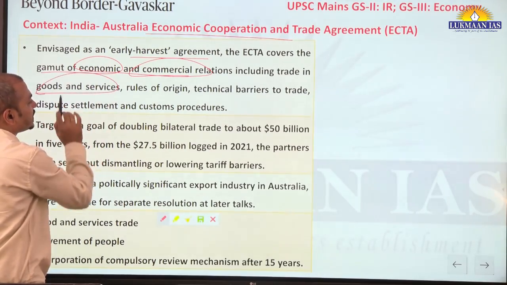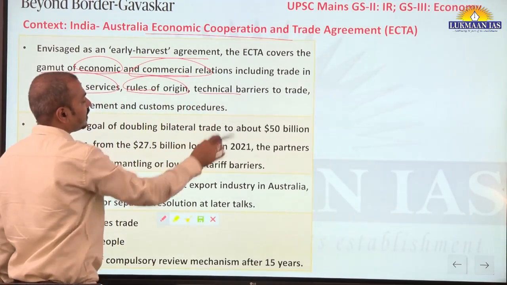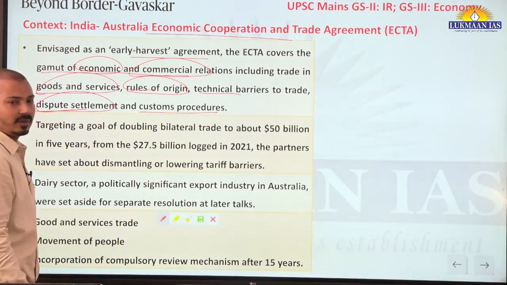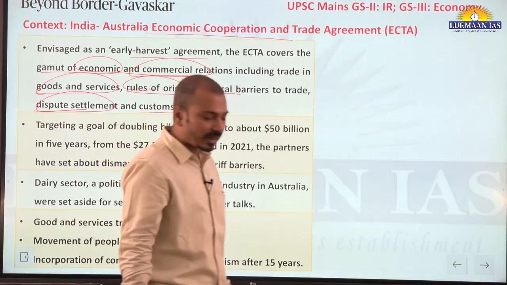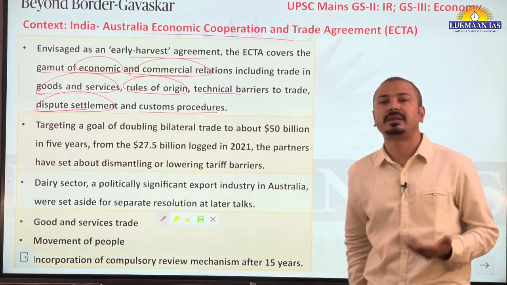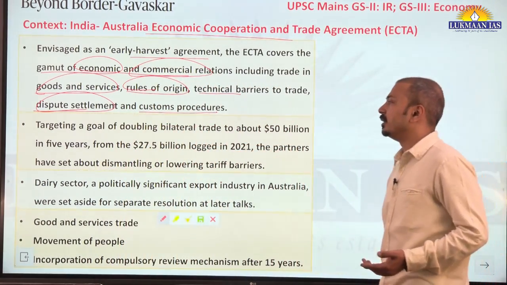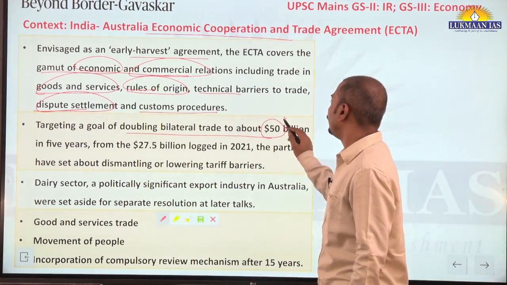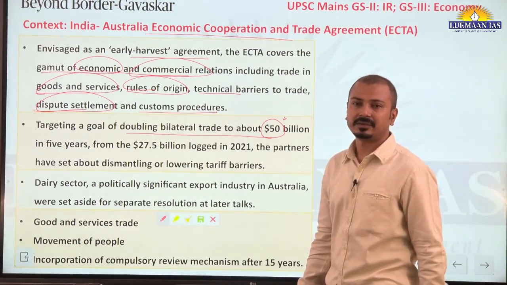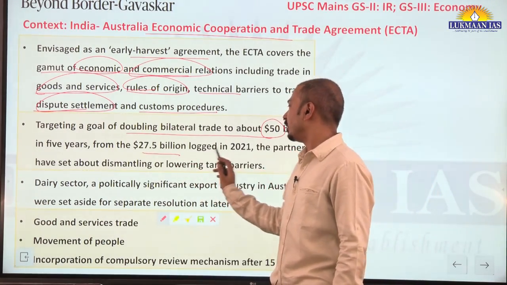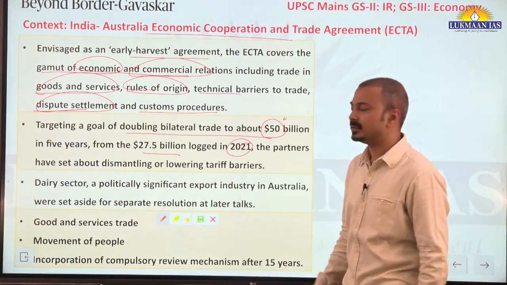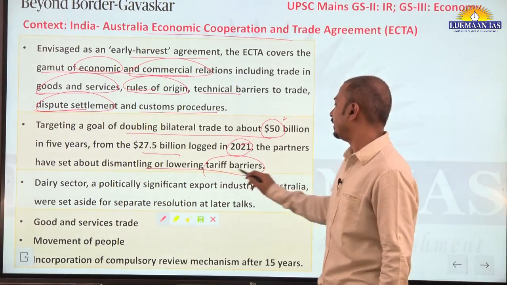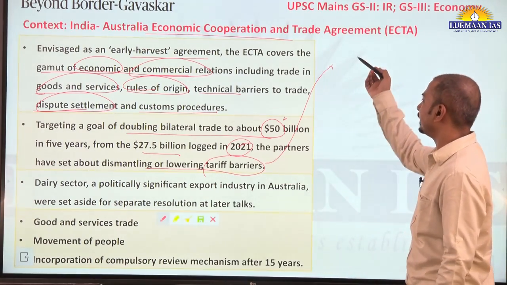Okay, so yes, the early harvest agreement, ECTA, covers a gamut of economic and commercial relations, including trade in goods and services, rules of origin, technical barriers to trade, dispute settlement, customs procedure. All these aspects are covered, so that's why it is being called a comprehensive trade agreement. So this is a good thing. Now focus here, targeting the goal of doubling bilateral trade to $50 billion from the present $27.5 billion in 2021 in the next 5 years. The partners have set about dismantling and lowering the tariff barriers. How will tariff barriers be reduced?